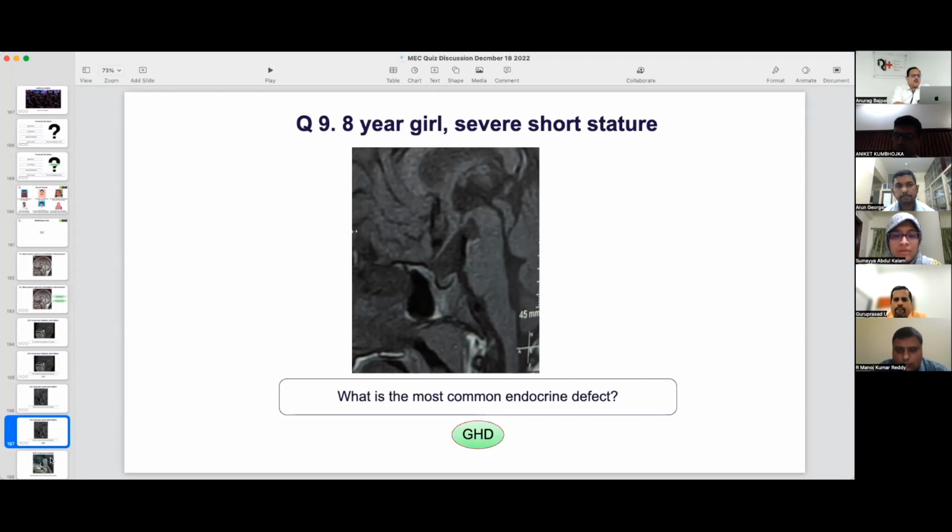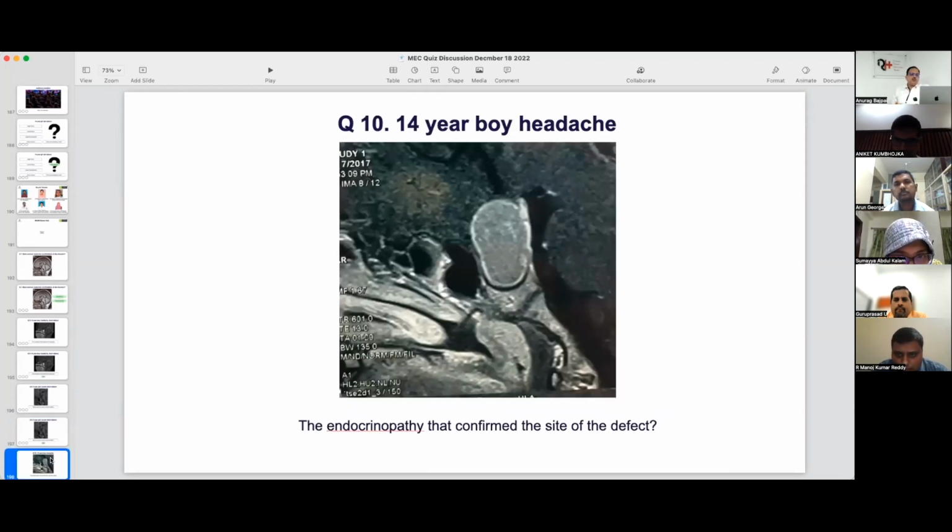Somaya. Your question is this: a 14-year-old boy with headache, and this is the MRI which is there. Now the endocrinopathy, the presence of which endocrine disorder will tell you where the defect is coming from. Diabetes insipidus. Yes. Suprasellar mass, so craniopharyngioma. Yeah, absolutely. This looks like a craniopharyngioma, and if you have a DI in this scenario, that will pretty much give the diagnosis. So very good. You are excellent in neuroradiology, I would say. So I think 10 marks for Somaya again.